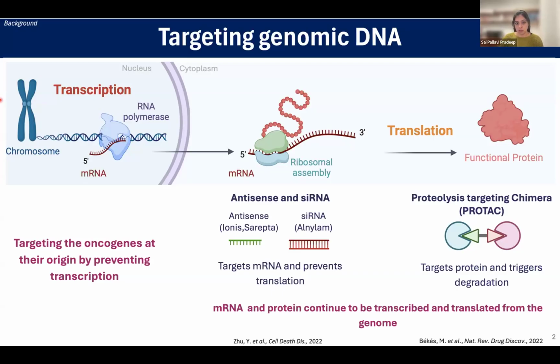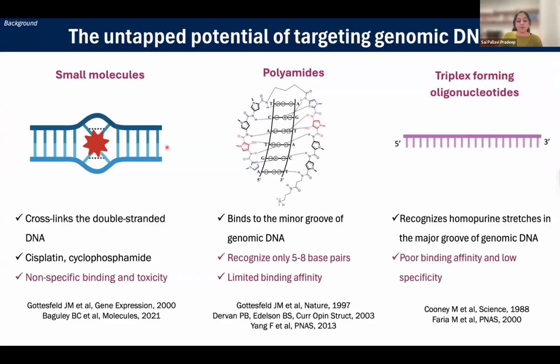So the idea of targeting the genomic DNA is not new. There are a lot of small molecules that can target the genomic DNA, like cisplatin and cyclophosphamide, and they cross-link with the DNA. However, they are very non-specific, and this can often lead to a lot of toxicity. Peter Dervan's group at Caltech had developed polyamides, and these bind the minor groove of the DNA, and they can recognize about 5 to 8 base pairs. They were tested in vitro, however, their efficacy in vivo was not evaluated as much.